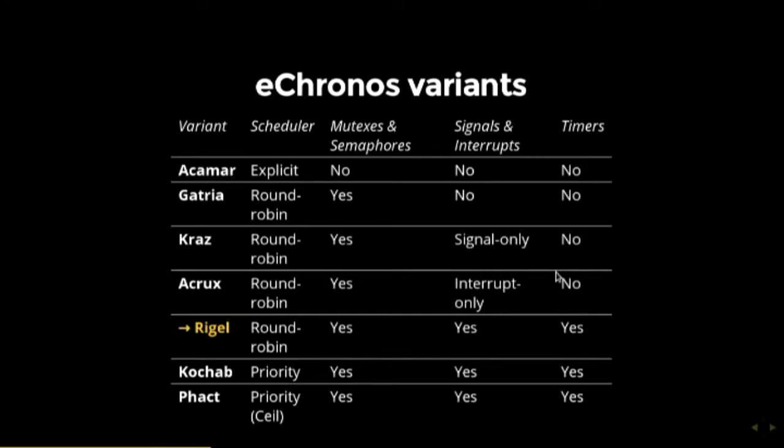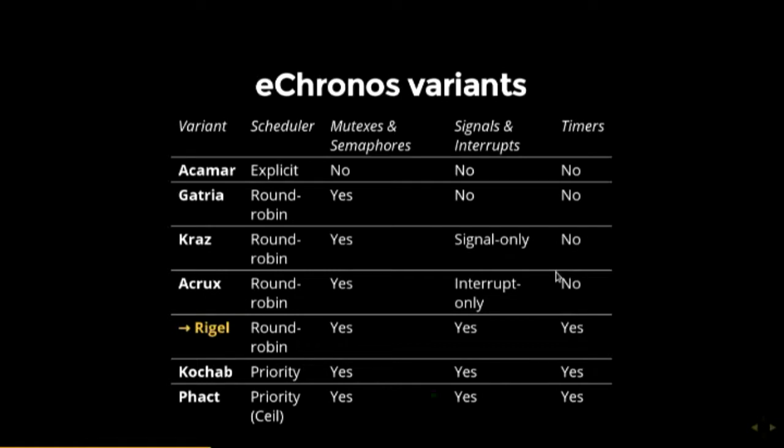I'm not going to insult your intelligence by reading through every single one. That's probably not a good use of my time. But maybe if you'd like, just stare at it for 30 seconds or so and see the sorts of differences we got. So you can see up there you've got four different types of schedulers across different variants. There's some variants that only support signals, some that support only interrupts, some that have timers, some don't have timers.